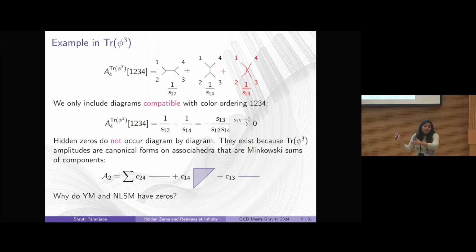This is only true for trace phi cubed. It's not true for the nonlinear sigma model. It's not true for Yang-Mills. And so what I want to do is give you an explanation, a symmetry explanation as to why zeros exist in these other theories.